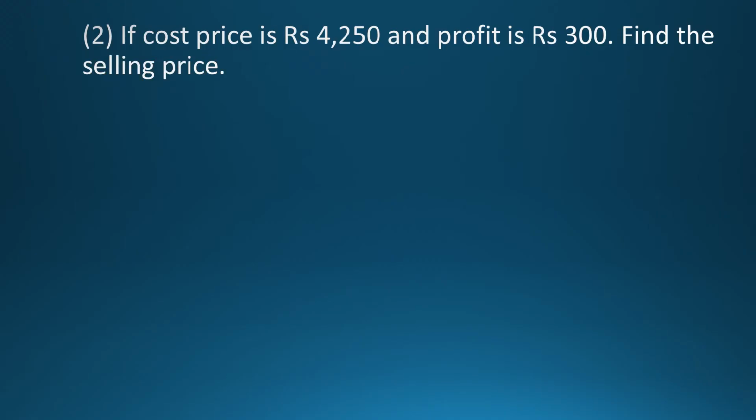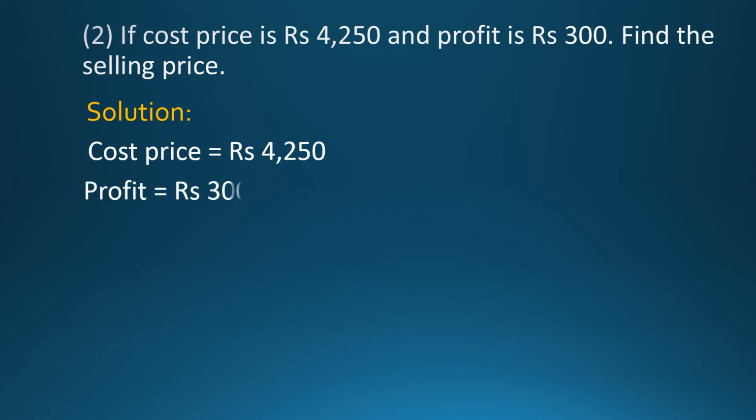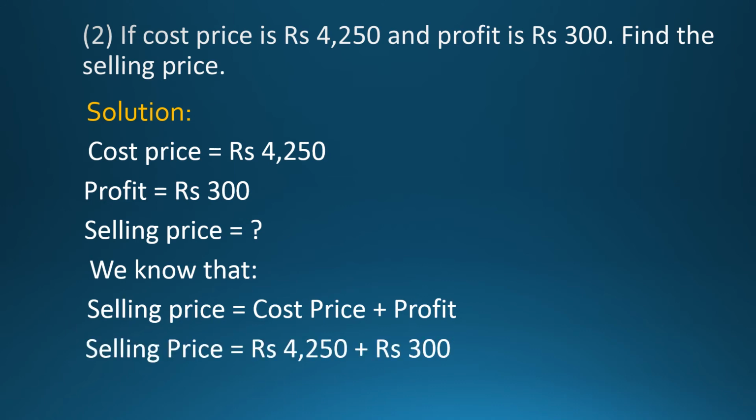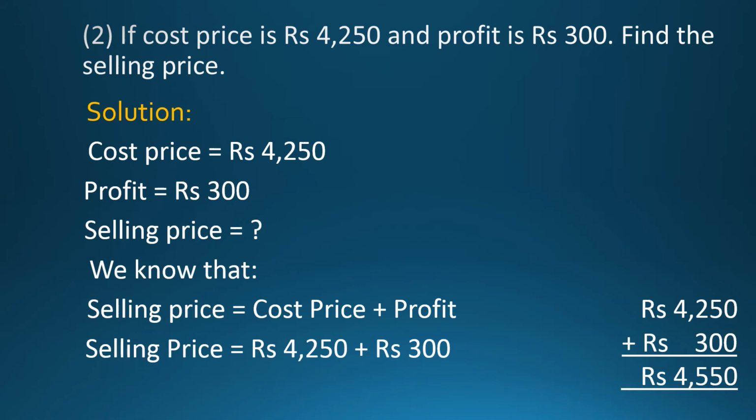Let us solve one more question. Question number 2. If cost price is rupees 4250 and profit is rupees 300, find the selling price. See, in this question, cost price is equal to rupees 4250 and profit is equal to rupees 300, and selling price we have to find out. We know that selling price is equal to cost price plus profit. Now put the value, rupees 4250 plus rupees 300. Now do the addition. If we add rupees 4250 plus rupees 300, we get rupees 4550. So selling price is equal to rupees 4550.